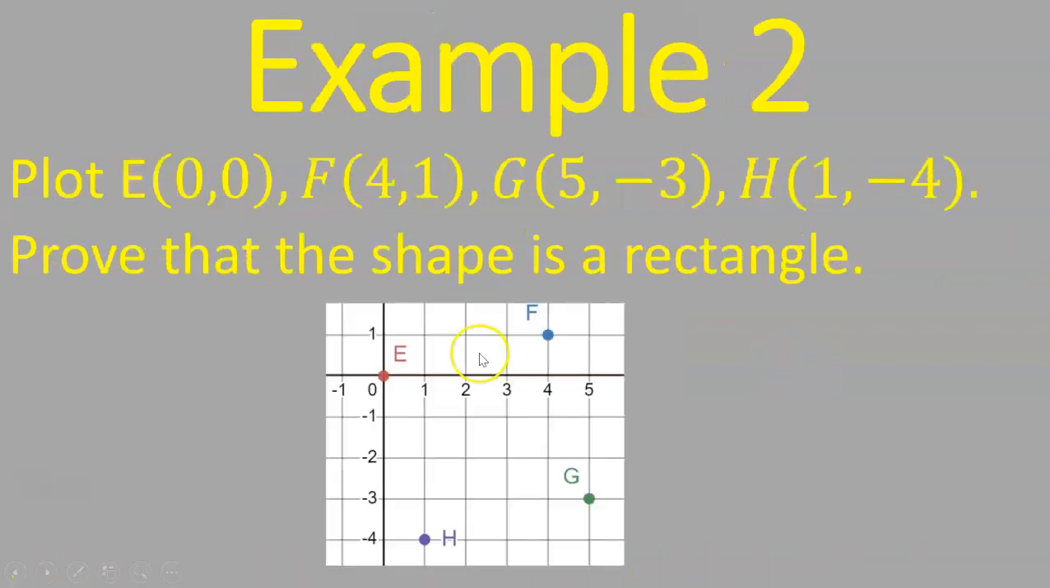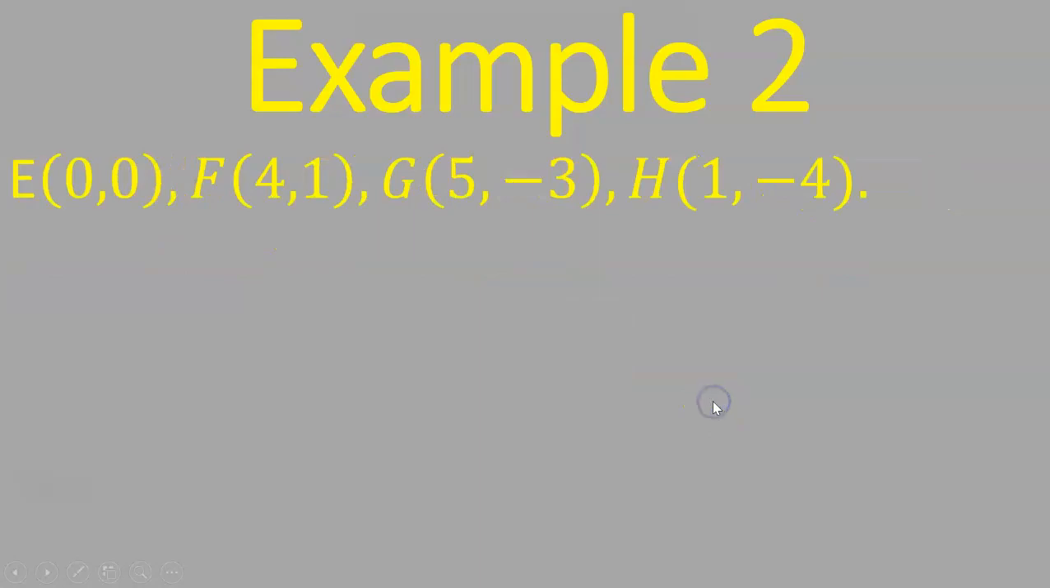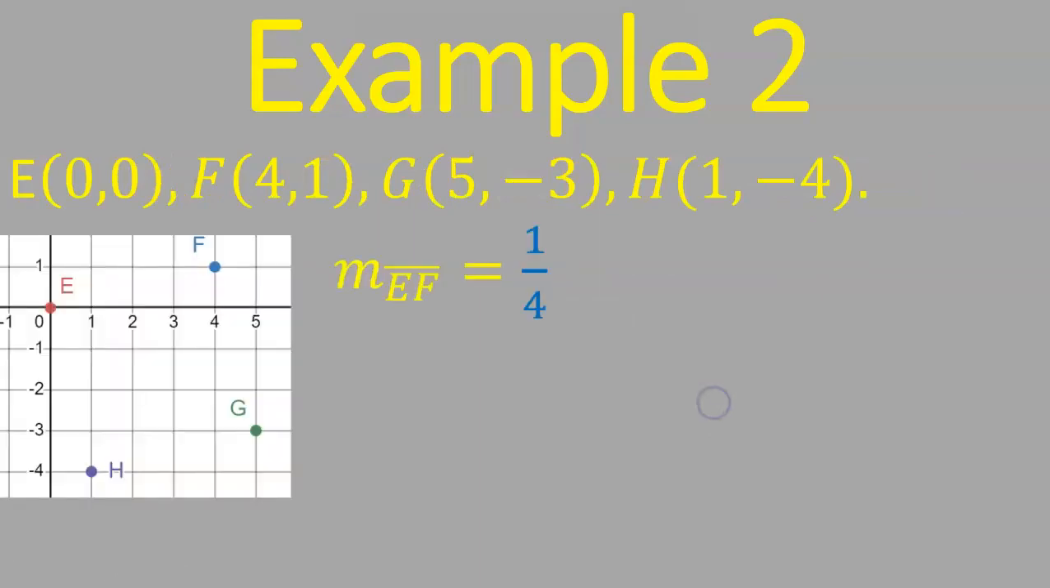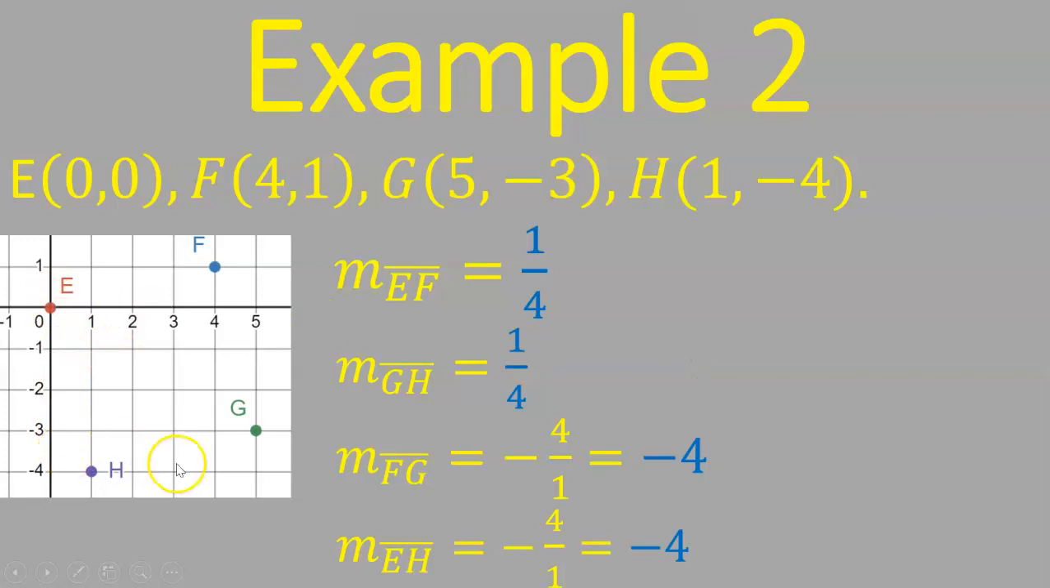So here's another one. Plot the points. Again, if we find all 4, we'll notice something happening here. So here's segment EF, up 1/4. Segment GH, same thing. We have one pair of parallel sides. Segment FG, down 4/1, so it's negative. It's -4. Segment EH, same thing.